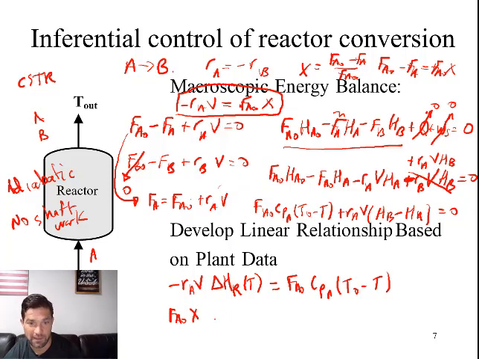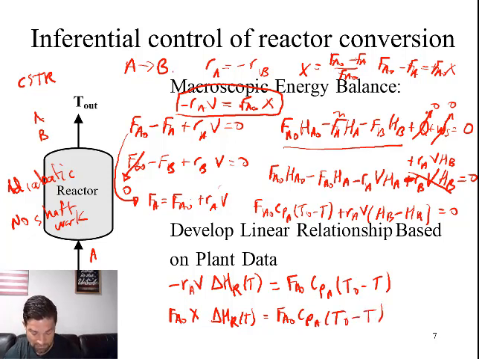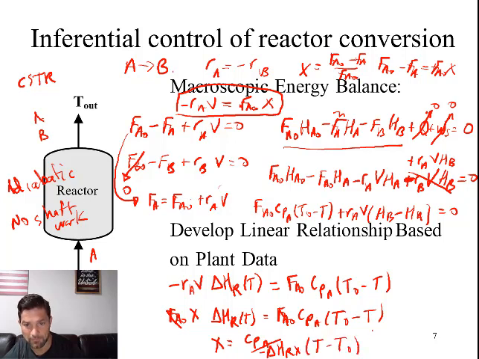So FA0 times X times the heat of reaction at T equals FA0 CPA (T0 minus T). Now we can divide through; FA0 cancels off. We can divide through by the heat of reaction, and then we have XA equals, I'm going to take the negative of both sides, so we'll have CPA divided by the negative heat of reaction, times (T minus T0).